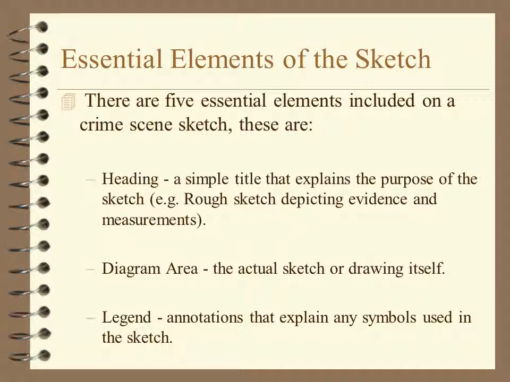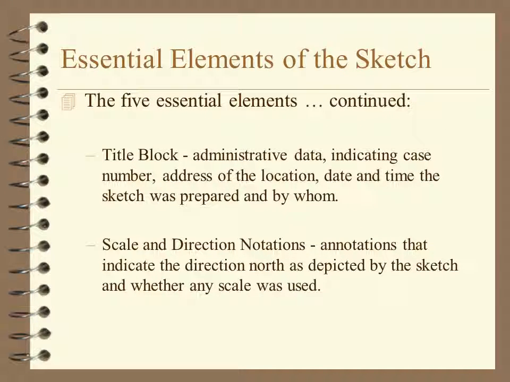Now, there's 5 essential elements included on a crime scene sketch, and they are a heading, which is a title that explains what the sketch is all about, a diagram area where the actual sketch is, a legend indicating what the symbols represent in the sketch. There's also a title block, which contains administrative data such as a case number, address, and so forth. In pre-printed forms like you'll find on imprimis.net, those title blocks will be pre-done for you, and all you'll need to do is to fill in the blanks.